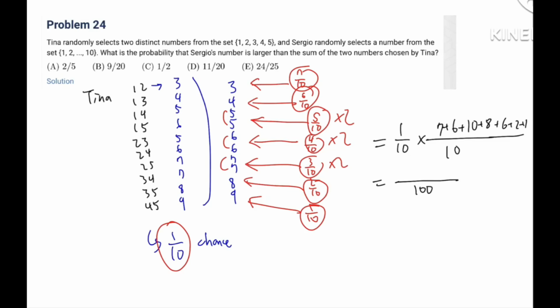And 7 plus 6, so it's 13 plus 18 plus 6 plus 2 plus 1 plus 9. So this is 100, and then 13 plus 18 plus 9, this would be 40. So this would be 40 over 100, which is the same as 2 over 5. And so the answer is A.